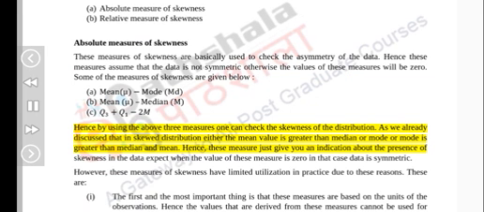As we already discussed, in a skewed distribution either the mean value is greater than the median, or the mode is greater than the median and mean. Hence, these measures just give you an indication about the presence of skewness in the data, except when the value of these measures is zero, in which case the data is symmetric.